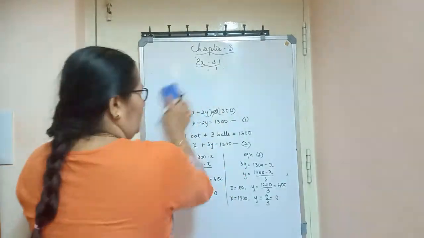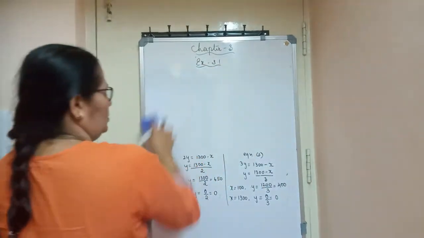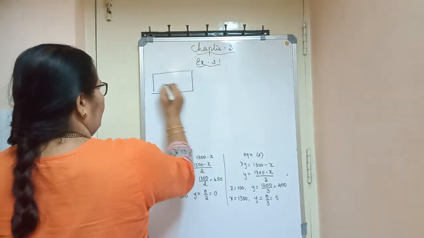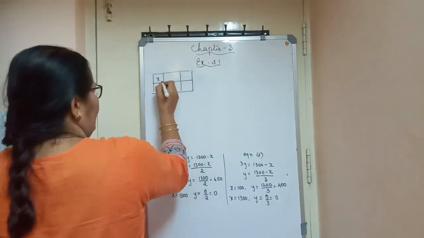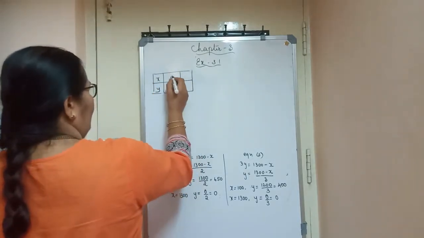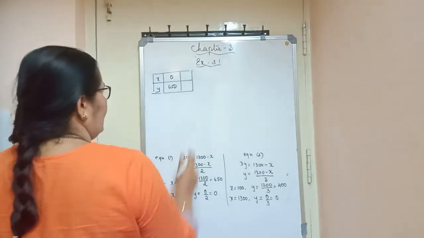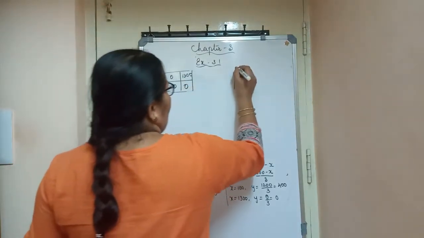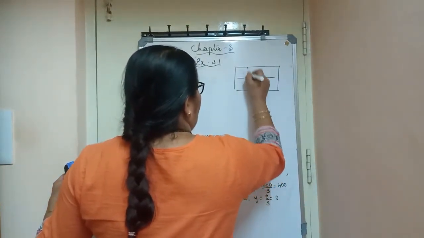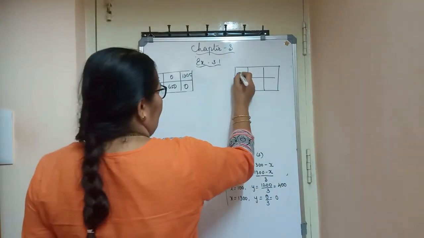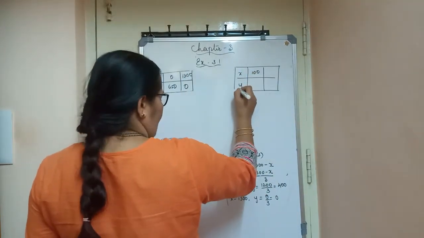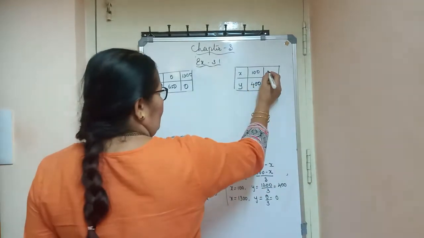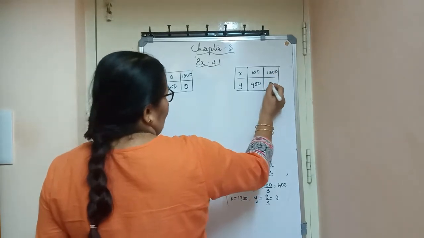Now we'll plot the graph for these two equations. First we write these coordinates. For equation 1, x is 0, y is 650. When x is 1,300, then y is 0. Then for the other equation, see here, when x is 100, then y is 400. Then x is 1,300, y is 0.